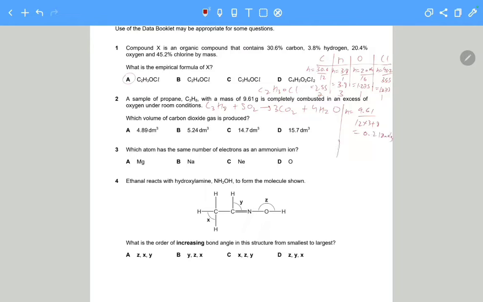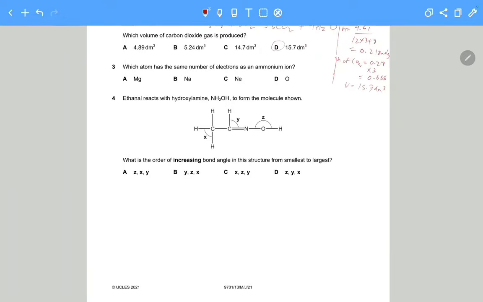And then we know from the balanced equation that propane to carbon dioxide is 1:3. So the number of moles of CO2 is 0.218 times 3, which is equal to 0.655. And we know that every mole of gas under room conditions occupies 24 dm cube. So we multiply 0.655 by 24 dm cube and we get 15.7 dm cube. And that's the answer, option D.